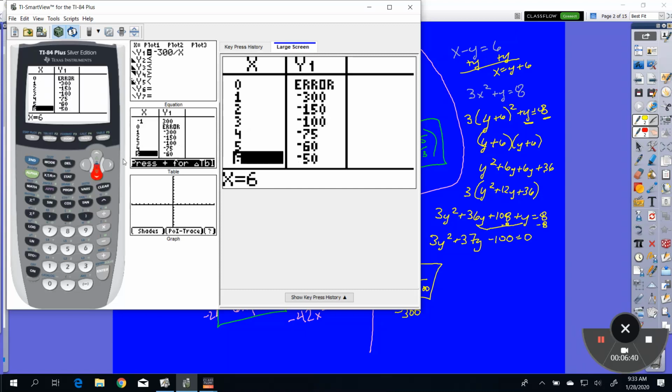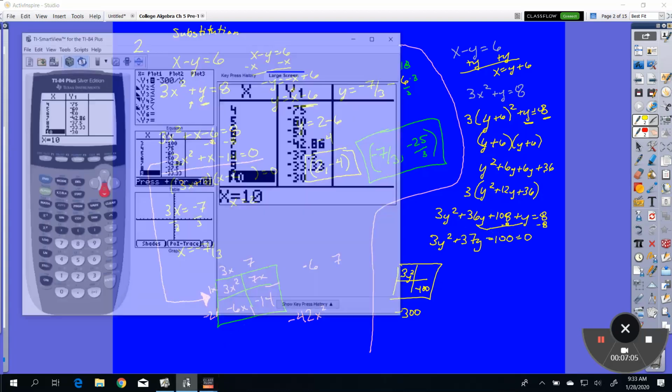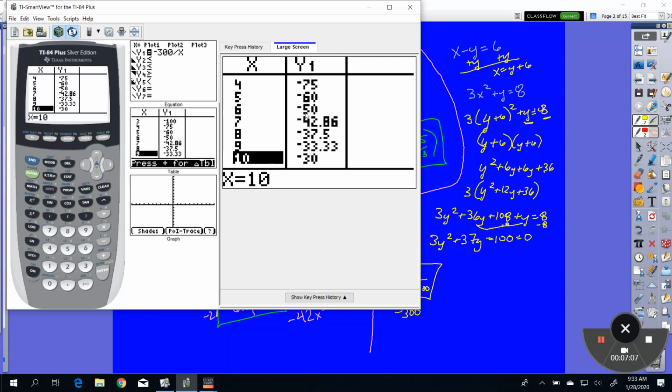So 6 and 50, that's getting closer. Still not there. Oh, so they both have to be negative. Hold on. Pause. So, no. So one's positive, one's negative. So yeah, so we're looking at the right thing. So 50 minus 6 makes 44. Something's not working out right.